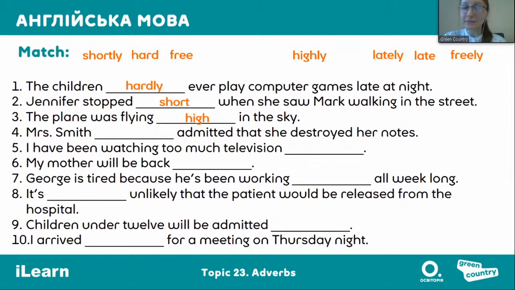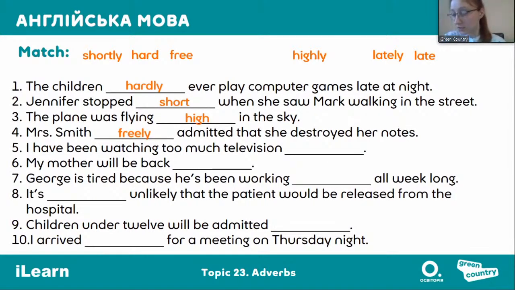Mrs. Smith gap admitted that she destroyed her notes. Okay, what can we put here? Shortly. Тобто soon. Але soon, да, таке має більш майбутнє значення. Тобто вона щось в майбутньому б зробила. Да? Було б Mrs. Smith will shortly admit. Да? Згодні? Тобто short нам тут не підходить. Highly – це very. Да? Тобто замінити highly на very теж нам не підходить. А от добровільно freely нам підходить. So Mrs. Smith freely admitted that she destroyed her notes.